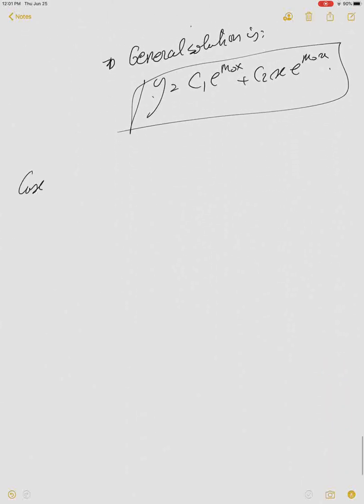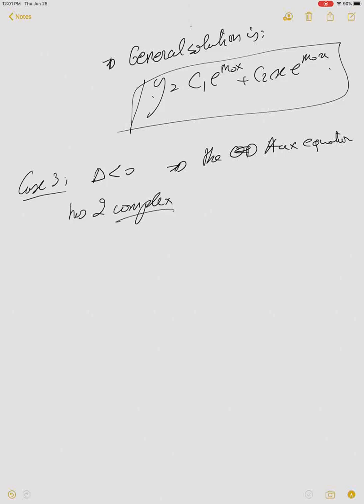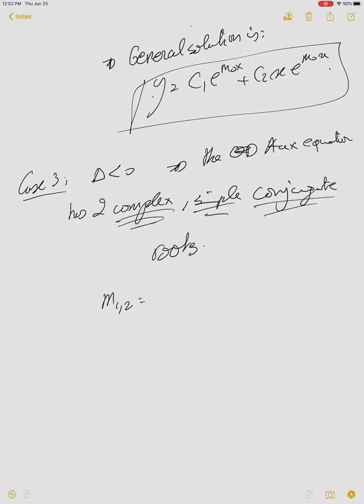Now case 3, delta is negative. This implies that the auxiliary equation has two complex simple conjugate roots, which are m1,2, this comes in a couple. So this is minus b plus or minus i square root of minus delta over 2a, which I can write as alpha plus or minus i beta. These are conjugate. One is alpha plus i beta, the other one is alpha minus i beta.